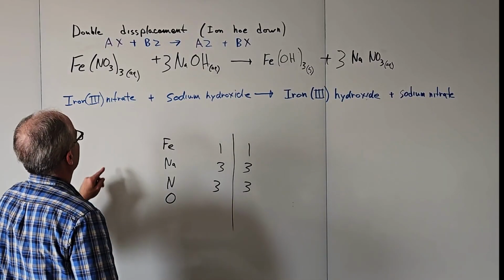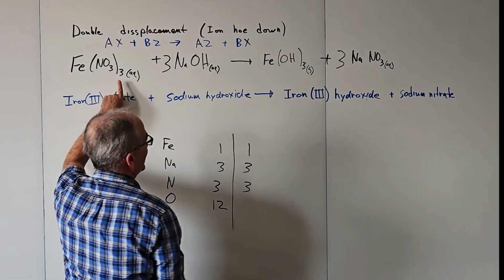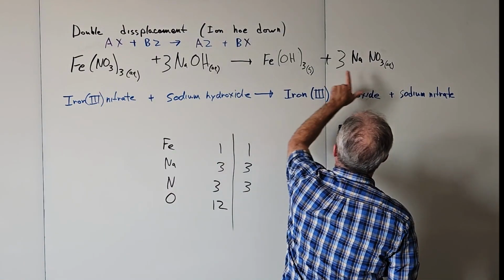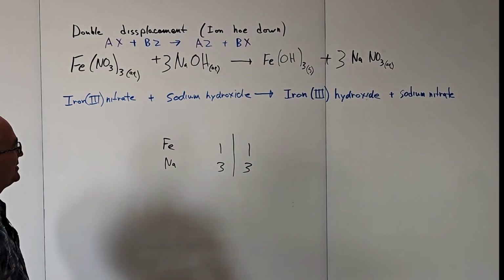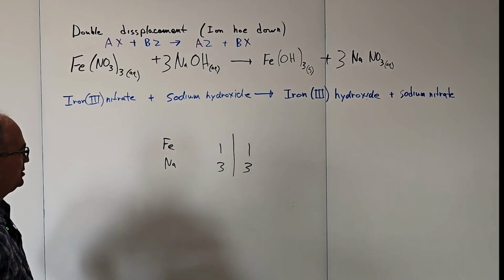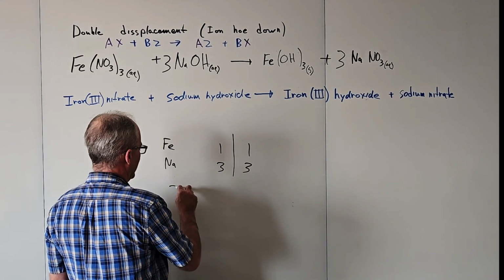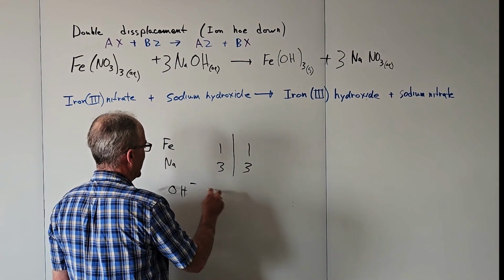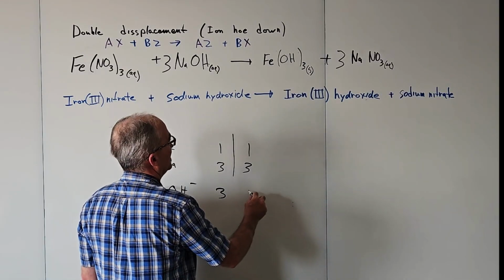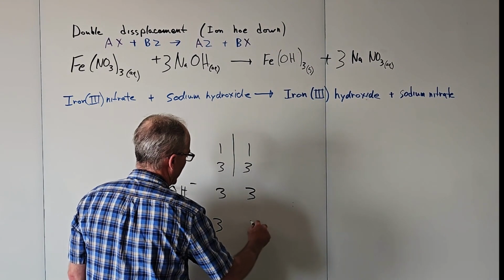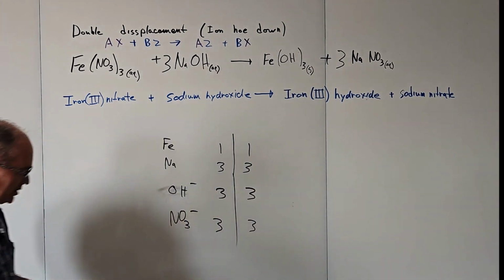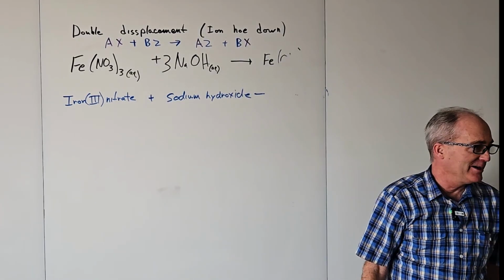How many oxygen atoms? Looks like I have 12 over there. 3 times 3 is 9. 3 more. How many hydrogen? So balancing polyatomic ions as a whole works out real nice because we can say how many hydroxides? I got 3. I got 3. How many nitrates? I got 3. And I got 3.